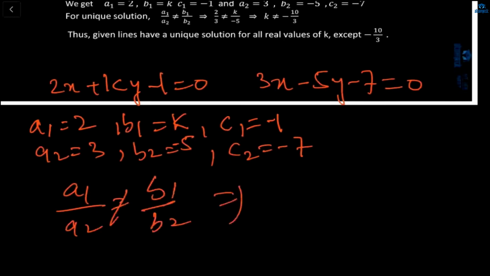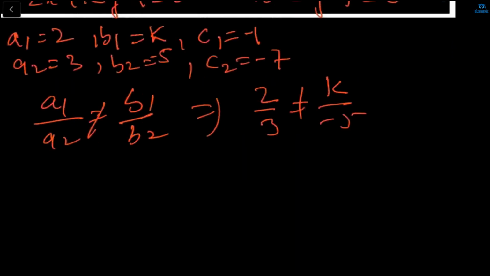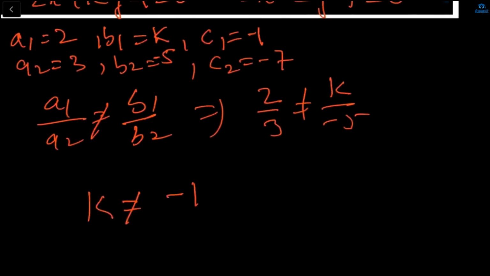Okay, so 2 by 3 is not equal to k by -5. So k will not be equal to -10 by 3. So k can have any value but not -10 by 3. Leaving -10 by 3, k can have any value. Okay, understood? Any doubt in this?